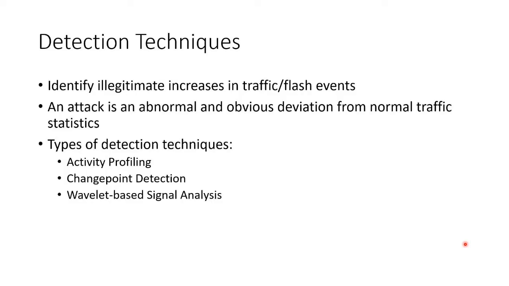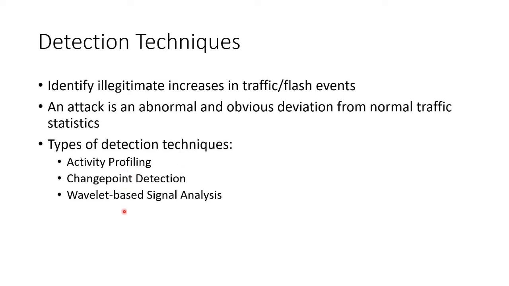So what can we do to defend against denial of service? Let's take a look at some common countermeasures. We could try to identify illegitimate increases in traffic or flash events, like suddenly there's a big burst of activity. An attack is an abnormal or obvious deviation from normal traffic. So for different detection techniques, we could profile normal activity. We could see at what point there are changes.